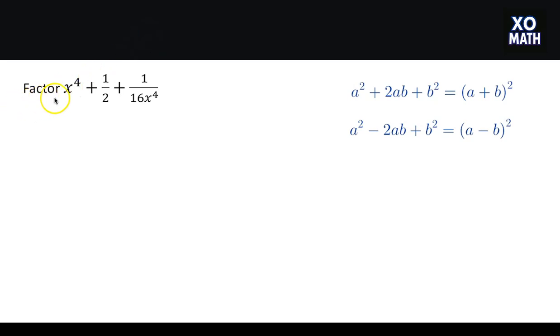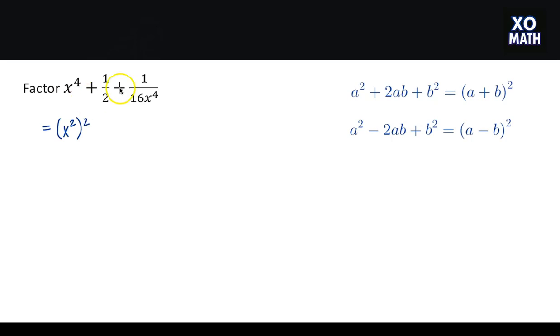Here we want to factor x to the fourth plus 1/2 plus 1 over 16x to the fourth. So this is definitely not as obvious to recognize as a perfect square trinomial, but we'll start to break it down and recognize that it is. So we're going to be using the a squared plus 2ab plus b squared form to factor our perfect square. So we have x to the fourth, which can be rewritten as x squared, squared.